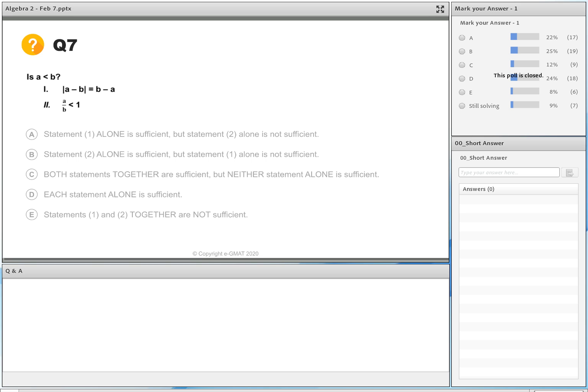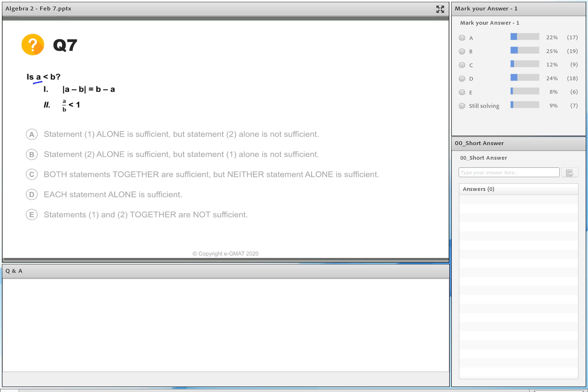Now, 22% of you tell me that the answer for this question is choice A, 25% of you tell me it's choice B, 24% tell me it's D, 12% tell me it's C, 8% tell me it's choice E. All right. Now, let's look at the question. The question asks me a very easy question to interpret. It just asks me whether A is less than B or not. Then I have two different statements with me.